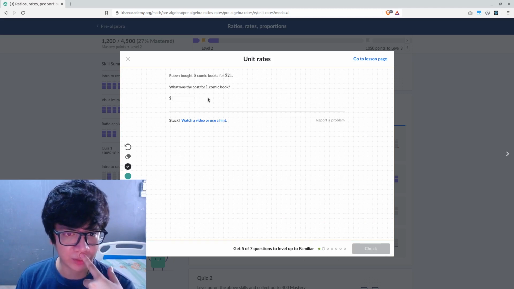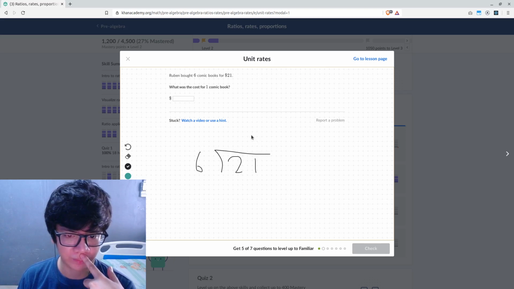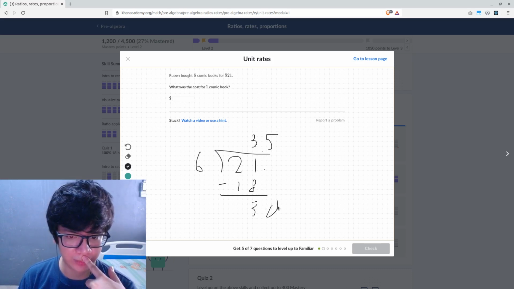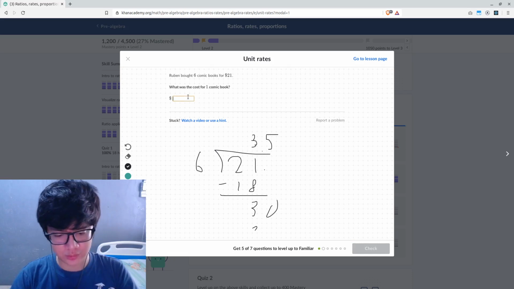Ruben bought 6 comic books for 20. What was the cost for 1 comic book? Okay, so we just have 21 divided by 6. So 3, 18, 3, 30. This is 3.5. Okay.